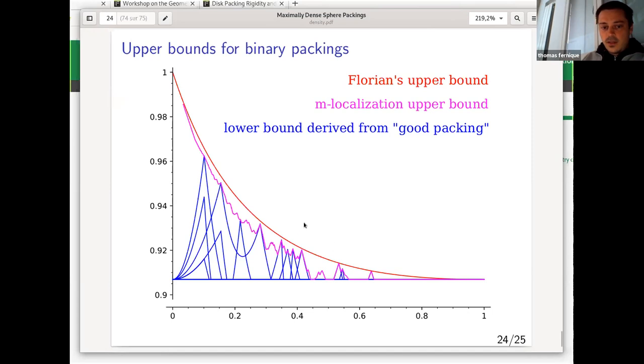On the other hand, if you look, for example, at this point, here the lower bound is only very, very slightly higher than the hexagonal compact packing, but the upper bound is much higher. So maybe because the M localization is too bad, maybe because here there is a good packing that no one knows. Okay, I will stop here because I already passed my time, and let a bit of time for a question.